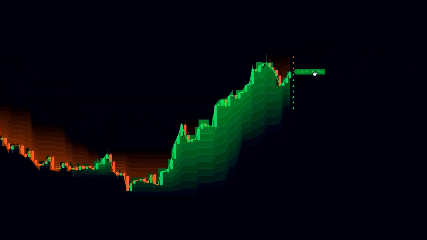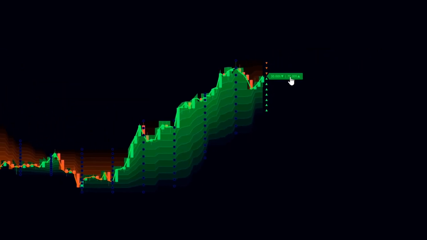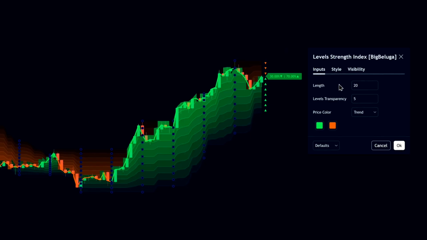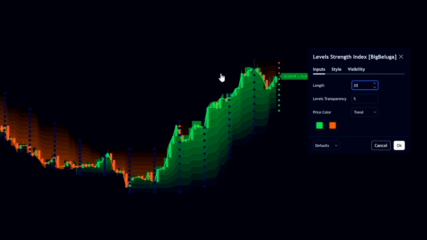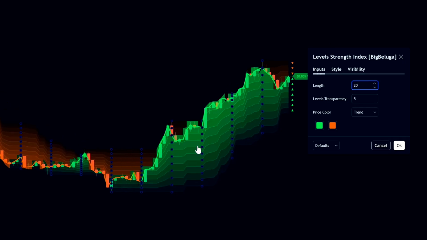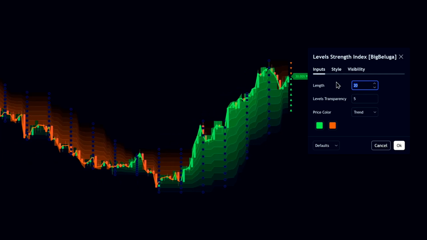But before we look at some trade examples, let's check out the settings of this indicator to see how customizable it is. First, you'll see there's the length setting, which determines the number of historical candles used to calculate the predefined levels. By increasing or decreasing the length, you adjust the time frame over which these levels are generated. This affects how the indicator identifies and compares price positions relative to the levels.